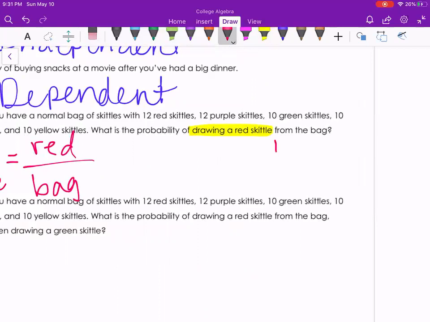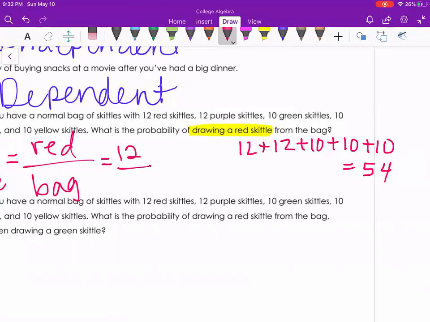We've got 12 plus 10 plus 10. Oh, sorry, there's another 12. So let me just put that in front: 12, 12, 10, 10, and 10. And all together, that gives me 54 total Skittles in the bag. So when I look at writing out my actual probability, how many red Skittles were there? Well, there was 12 out of the whole entire bag, which is 54.